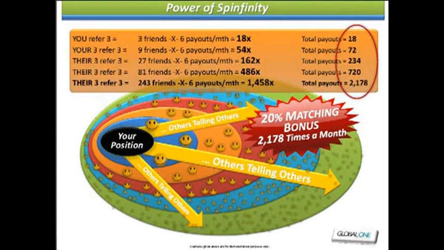Now here's your 5th generation. So you see what happens is that just by the math, you're getting paid 2,178 times with this simple math that I did. You can run it out as far as you want. You can retract it back. As a matter of fact, the next slide, I'm going to show you what happens just with one referring one.